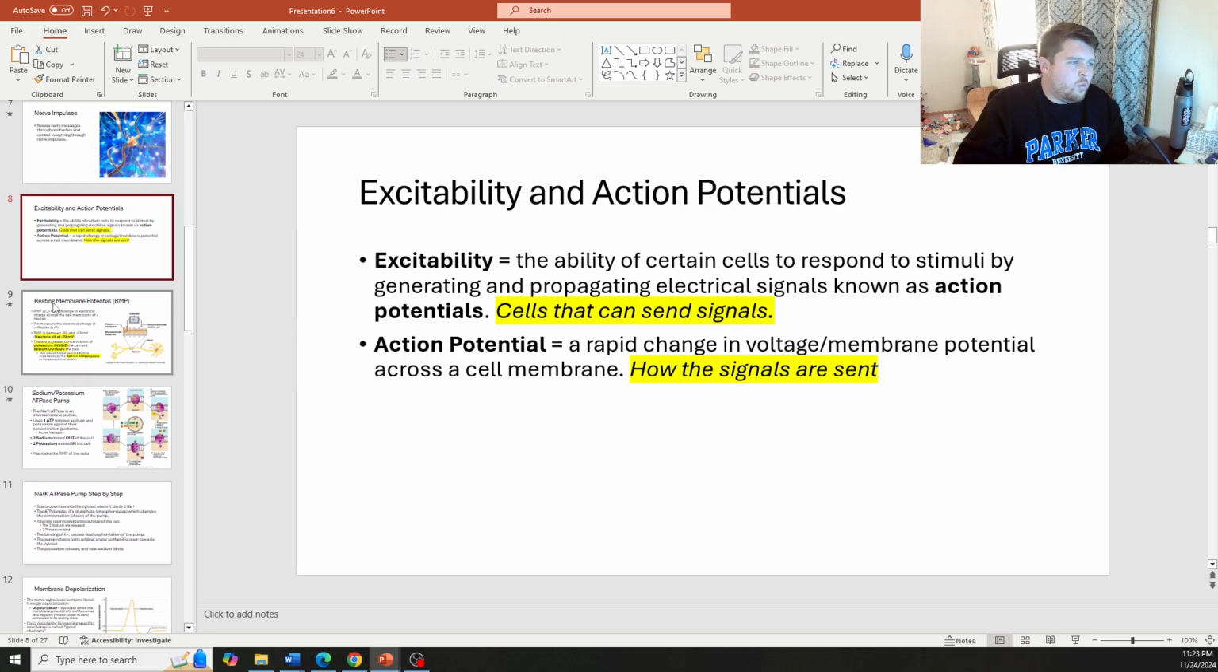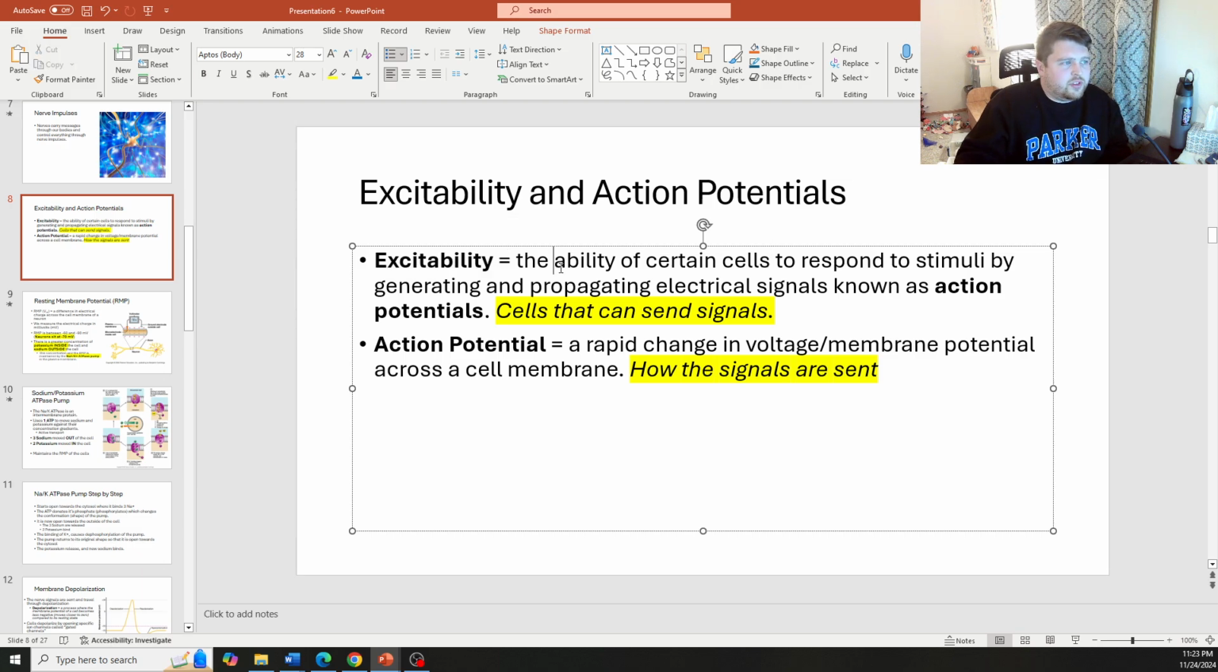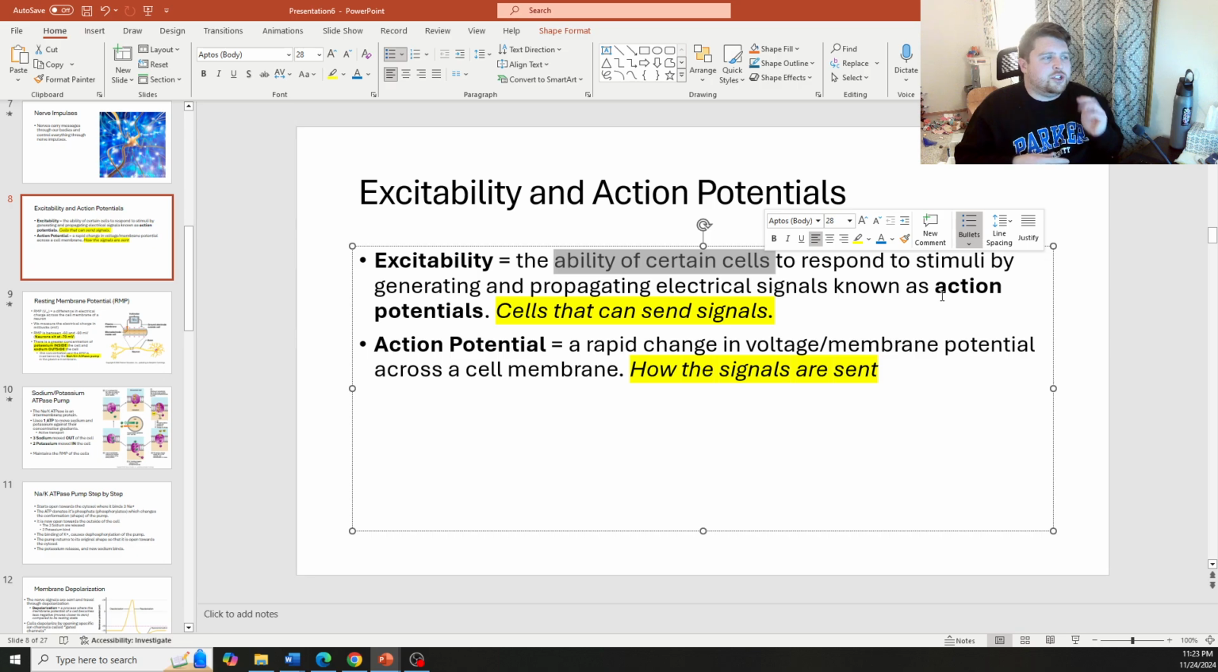We have a couple of words that I want to make sure we know the definitions of. The first is excitability. So this is the ability of those specific cells, of our nerve cells, to respond to some kind of stimulus by generating and then passing along, or propagating, electrical signals known as action potentials. And those action potentials are rapid changes in the voltage, or the membrane potential, that is across a cell membrane. We're going to talk more about what the membrane potential is in just a second.